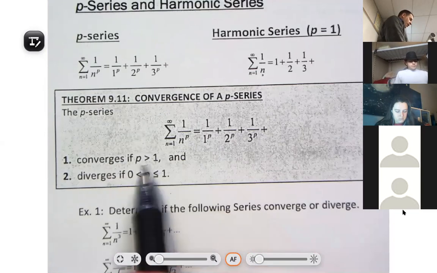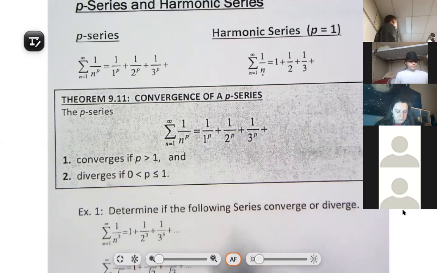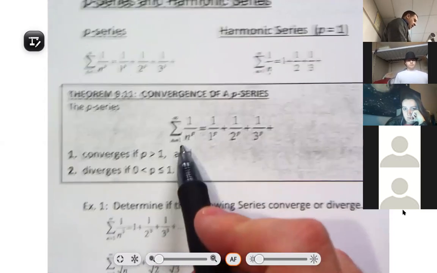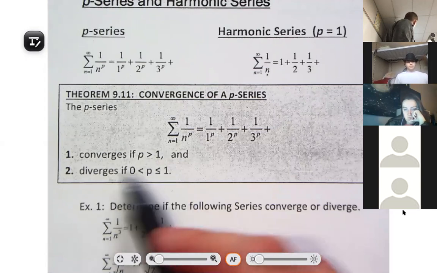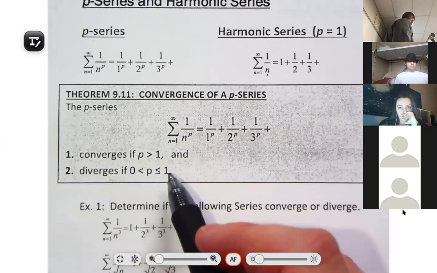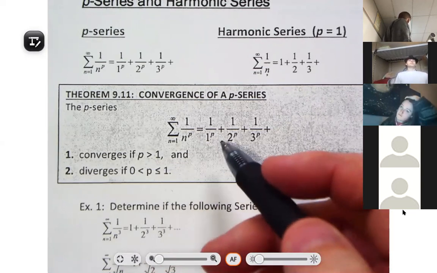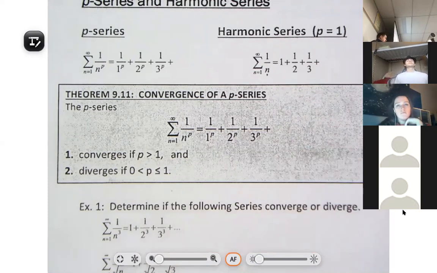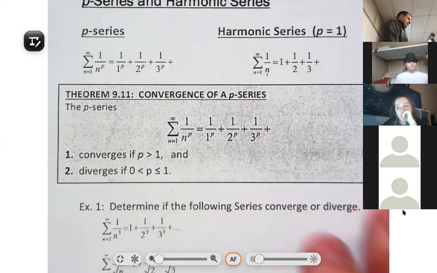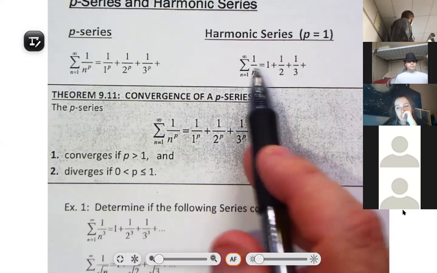So if P is greater than 1, even if it was 1.01, if you took 1 over n to the 1.01 power, that series will converge. So any power above 1, it will converge. If that exponent is between 0 and 1, including 1, then it will diverge. That's really all we're checking for, is that exponent. Is it bigger than 1 or is it less than 1? It's really all we're after. And if you can just remember that the harmonic series diverges, then you're in pretty good shape for this.